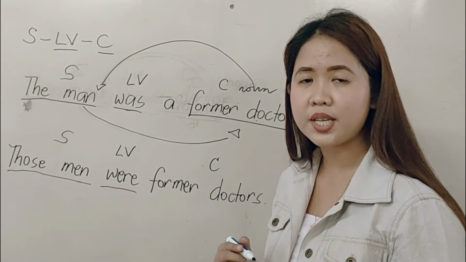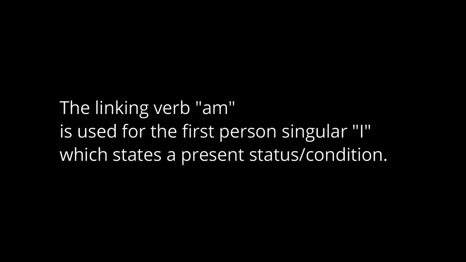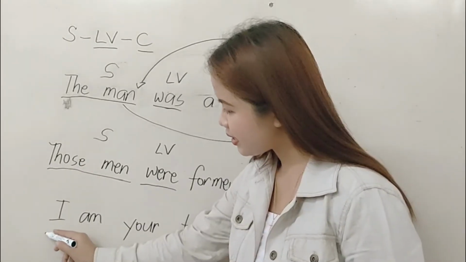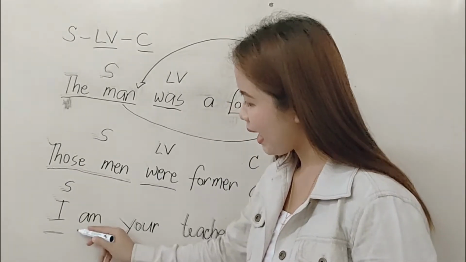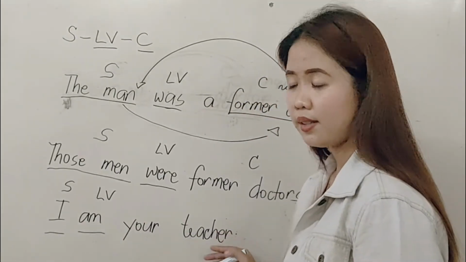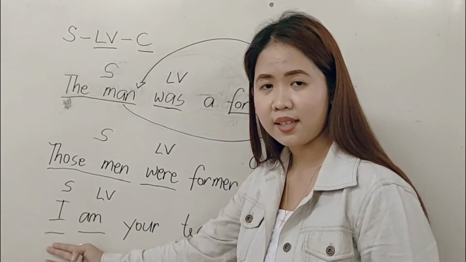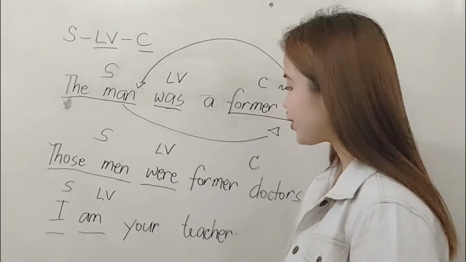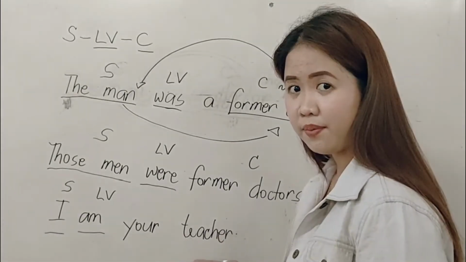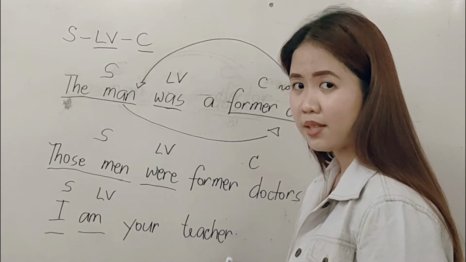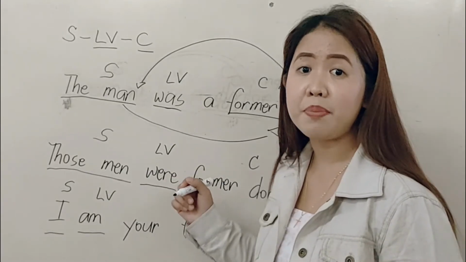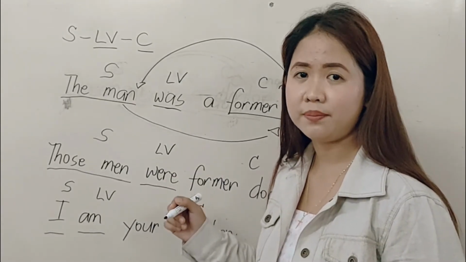Now let's have the fifth linking verb. I am your teacher. I is the subject. Am is the linking verb. Who is your teacher? The answer is I. And who am I? The answer is your teacher. The word your teacher functions as a complement. So these are the 5 be verbs, linking verbs.